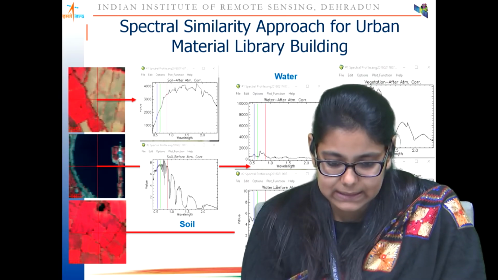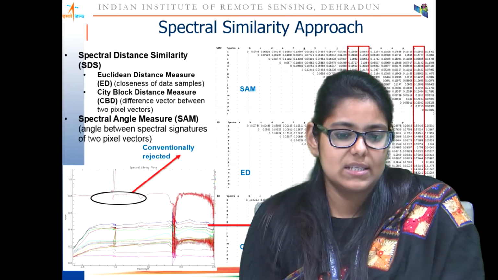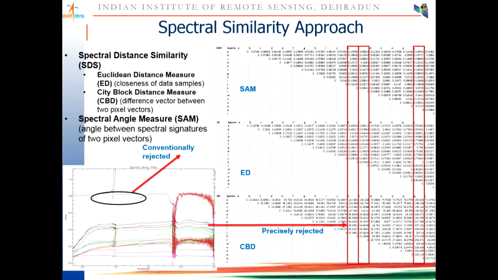So for that, there is a technique called the spectral similarity approach that you can do through Euclidean distance, city block distance measure, or spectral angle mapper. The first two are distances: the Euclidean is the distance between two vectors, and city block distance is the distance vector between two vectors. Spectral angle mapper is the angle difference between two vectors that is taken to understand the differences in the spectra. So as you can see, if you plot all the spectra, you can remove one spectra. When you see all the spectra and you do this kind of analysis, wherever the distances are more and the value is more, you are going to remove that spectra. So you precisely reject that spectra.